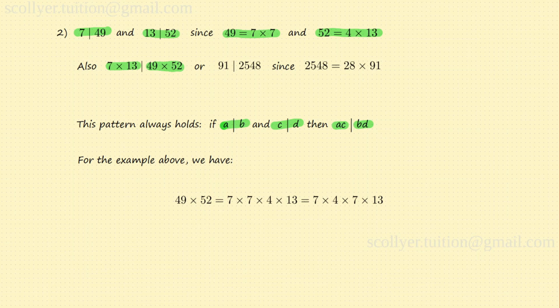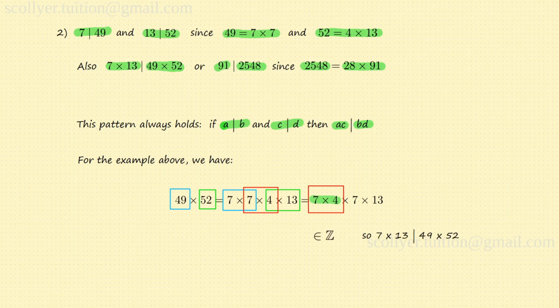Or, to put it another way, 91, which is 7 times 13, divides 2,548. And that is the case since 2,548 equals 28 times 91. And for the example above, we have 49 is 7 times 7, 52 is 4 times 13. Regrouping the multiplications, we can take 7 times 4, put it at the front, and that leaves 49 times 52 equals 7 times 4 times 7 times 13.